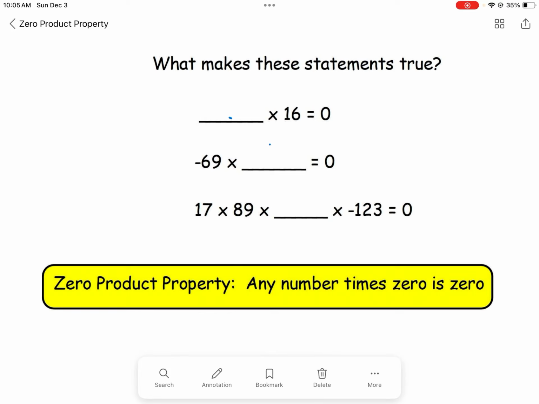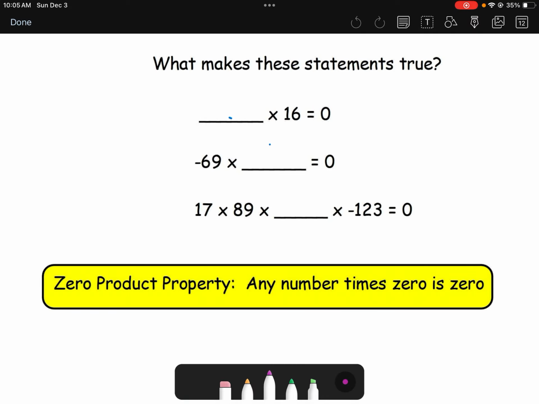Okay, well let's go ahead and explore it. What times 16 is 0? Well, anything times 0 is 0, so we're going to go ahead and fill in 0 there. Negative 69 times what is 0? Well, again, 0. 17 times 89 times what times negative 123 is 0?